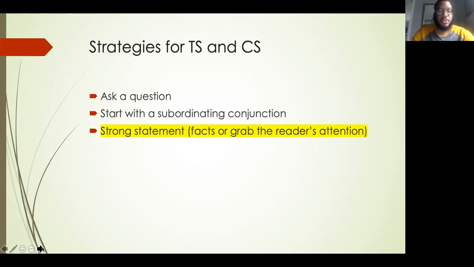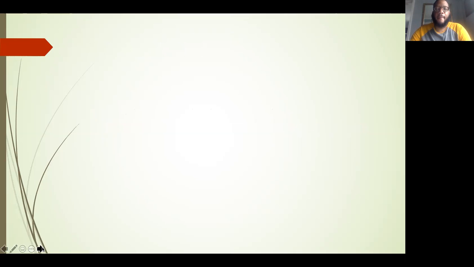So I have chosen to start with a strong statement. Since this is a diary entry and I'm taking on the point of view or the perspective of one of the characters, there's going to be a lot of emotion in this, right? So I'm deciding to start with this strong statement to show that emotion. All right, so I'm going to start my letter off with Dear Diary.